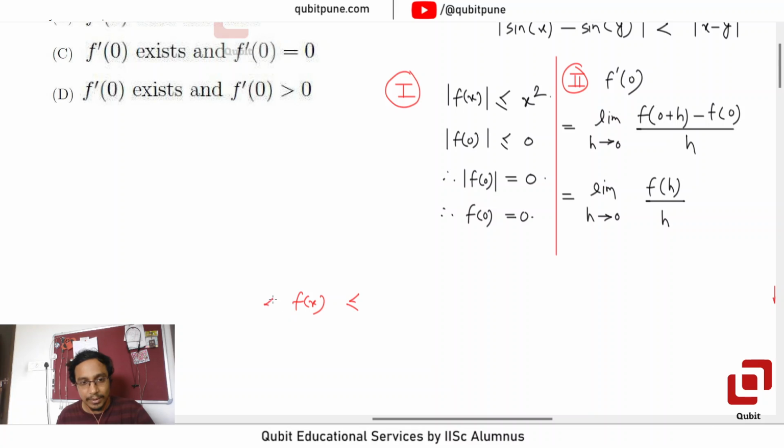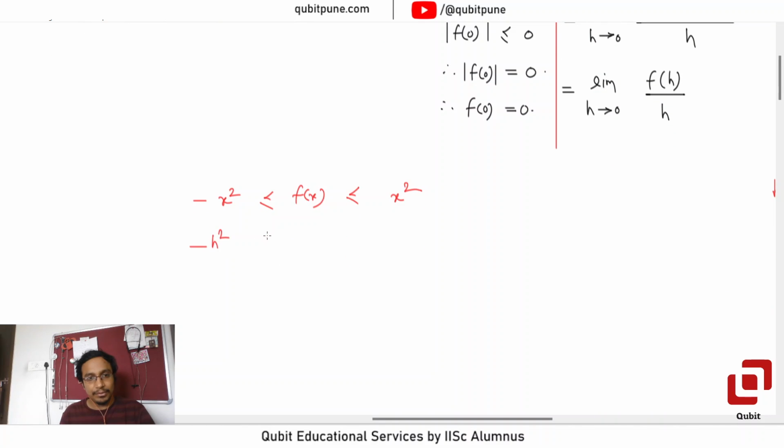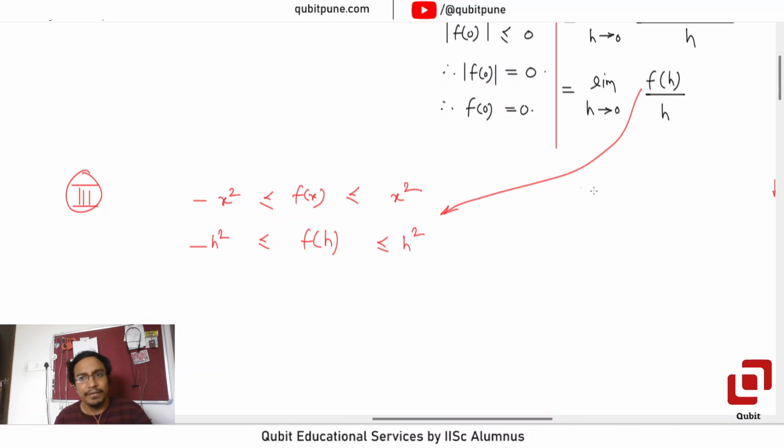Now by invoking the inequality, what do we get? f of x is in between minus x squared and x squared. So minus h squared to h squared. It will be bounded by that. I hope you understood this. We are using it now. Part 3: you might ask what if h is positive or h is negative? We are not considering those cases, but eventually it will boil down to the same set of inequalities, because the limits are 0. So let's divide by h. So you'll get minus h.